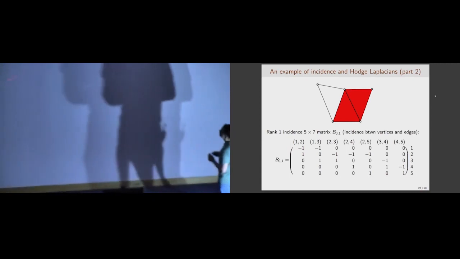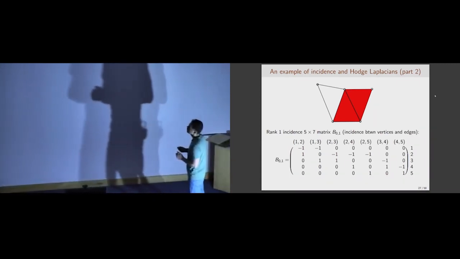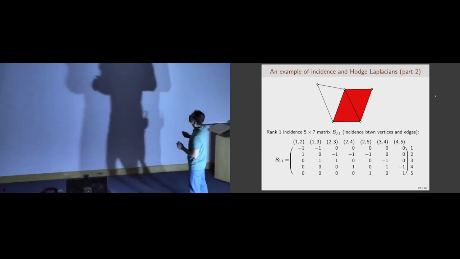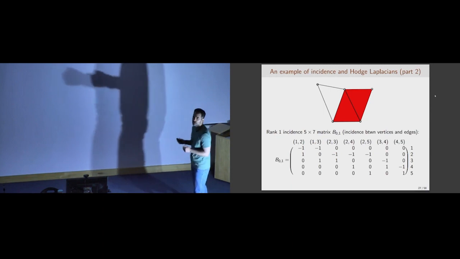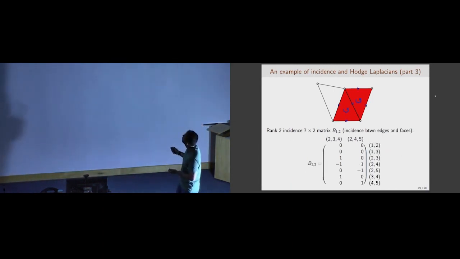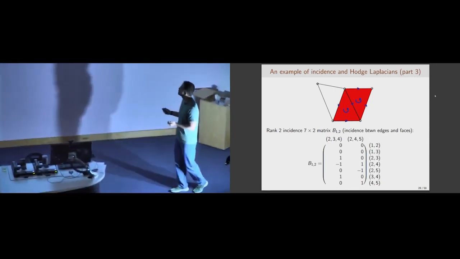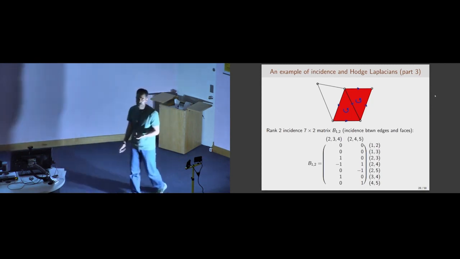So you can see the notation: I call this matrix B01, and 01 refers to the fact that I'm talking about incidence between rank 0 cells, that is nodes, and rank 1 cells, that is edges. Now in this case, the matrix is a 7 by 2 matrix, and I denote it by B12 because this is incidence between rank 1 cells, that is edges, and rank 2 cells, that is triangles, the red triangles, the faces.